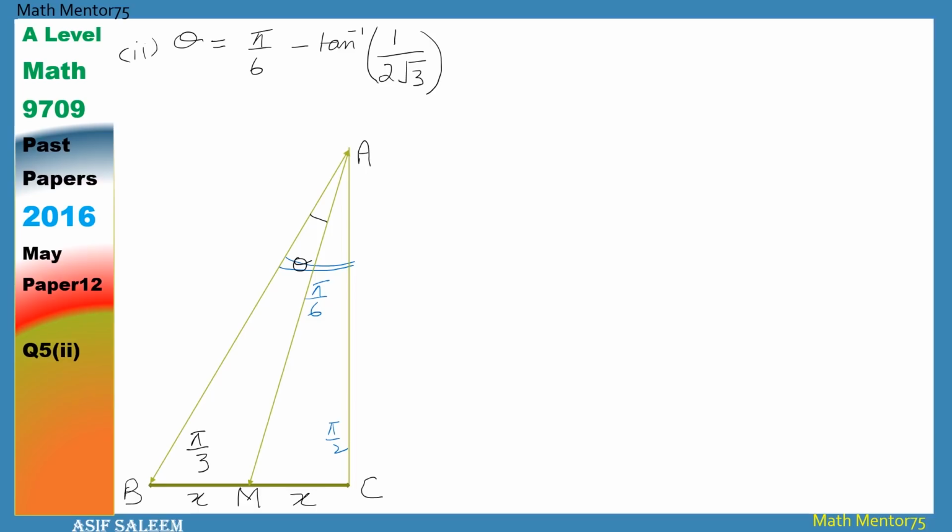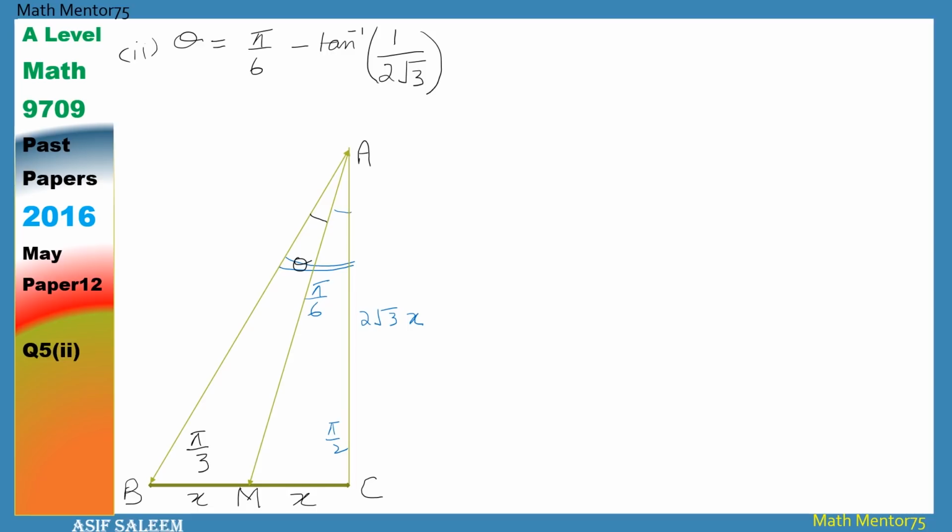Okay, what else we have? We have already calculated the length AM and AC. What is the value of AC? It is 2 square root 3 and x. And what is the length of AM? It was under root 13x. Now let's find out this angle MAC. Once we have this angle, we will subtract it from pi over 6.